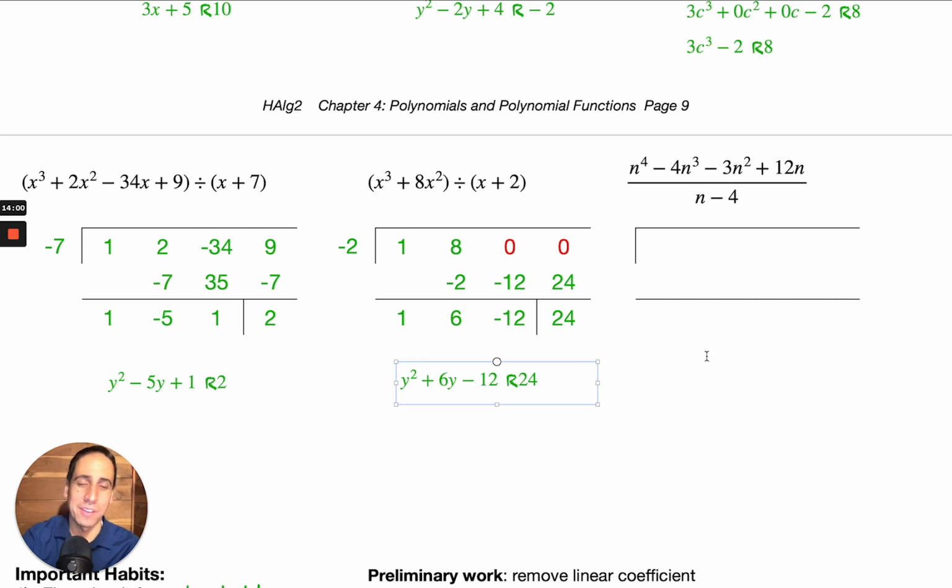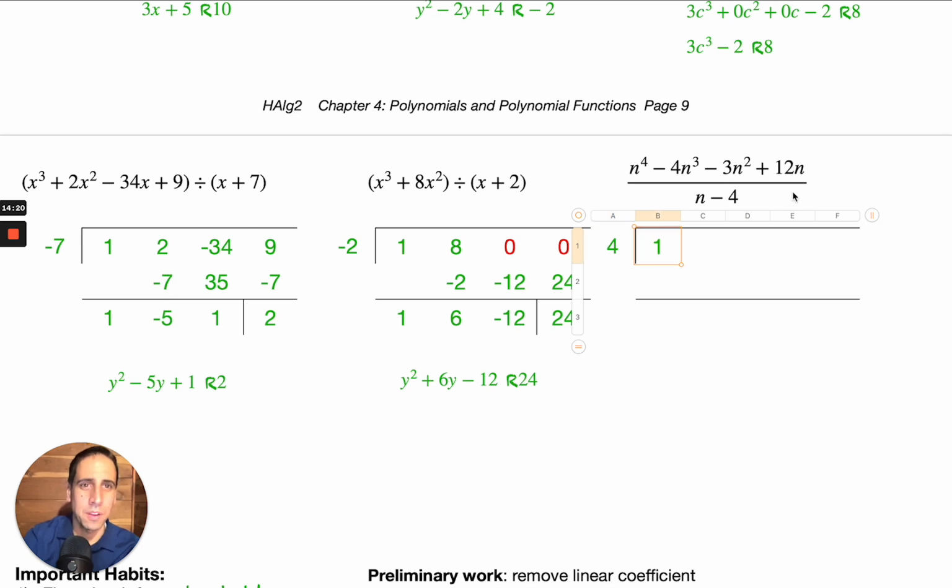I'm going to keep on going. I'll see what letters I write for this last one. Here we go. So we're dividing. We've got n minus 4. Let's say the polynomial is minus 4, so the root is going to be plus 4. And then let's check for placeholders. 4, 3, 2, 1, 0. Oh, we're missing something. We need another placeholder for the constant term at the very end.